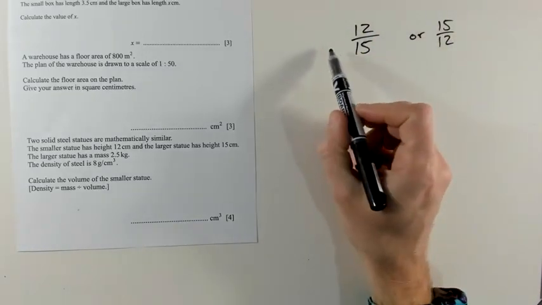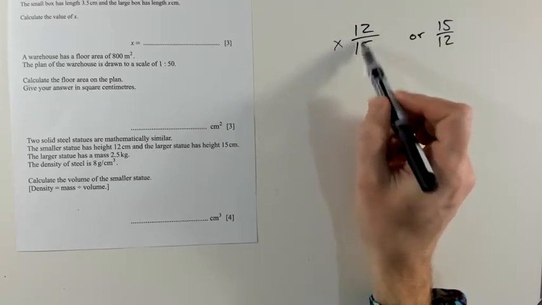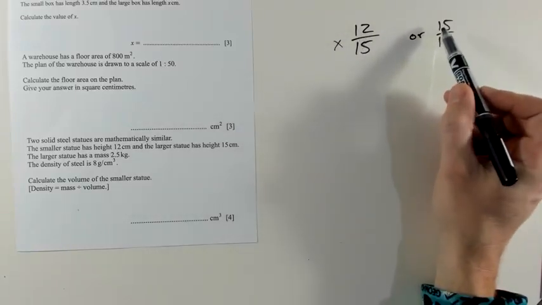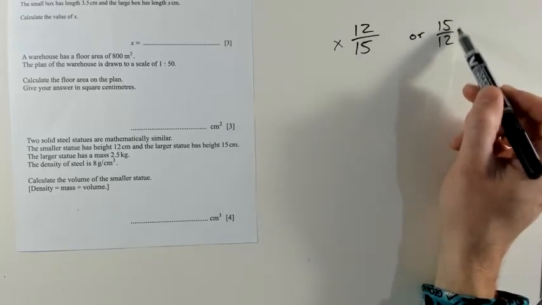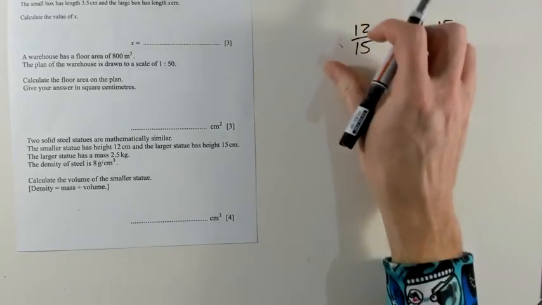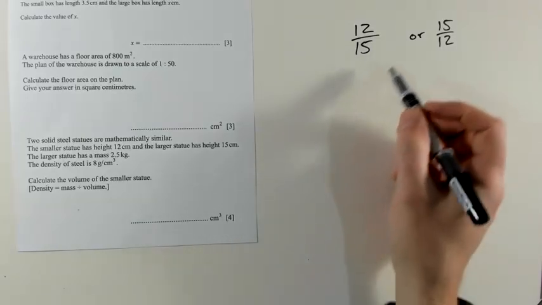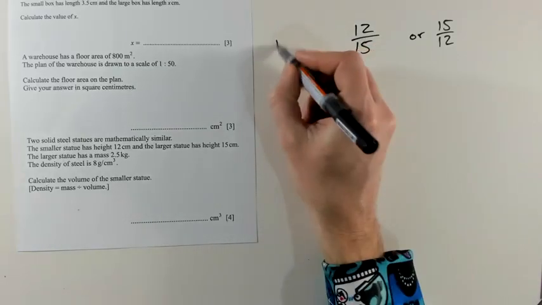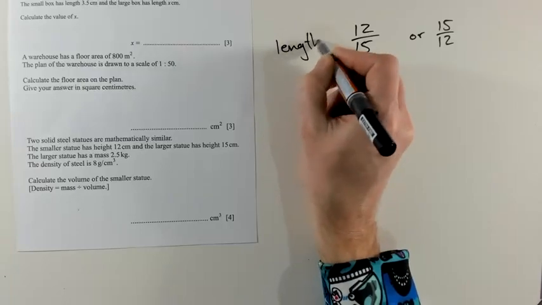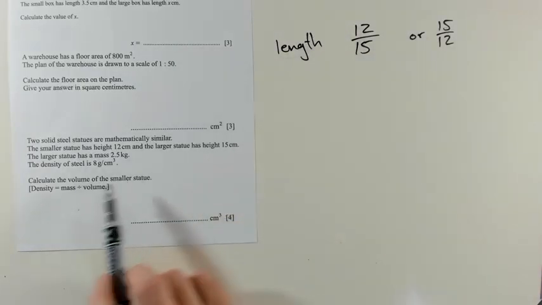If I want to go from the large to the small, I'll have to multiply by the 12 over 15. And if I have the small and I want to go to the large, I'll multiply by 15 over 12. Okay, if you're not sure where this comes from, maybe look at some of the other videos that I've made, but I think this is pretty much straightforward. So we know for length, there's 12 over 15 or 15 over 12.